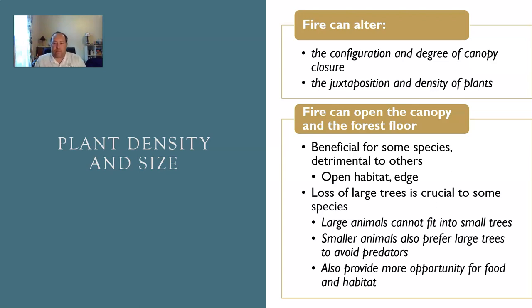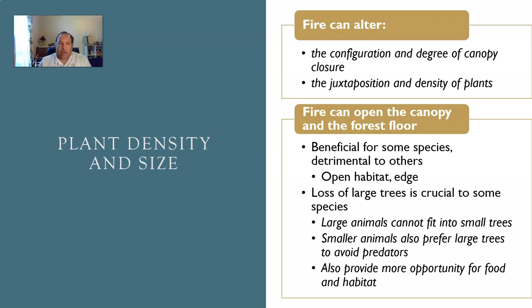Smaller animals prefer large trees to avoid predators. We talked about the idea of a squirrel or something being up in the tree to avoid snakes and other predators like that. If you have nothing but small trees, now all of a sudden maybe that predator can make it up, or you have to find somewhere else. The animal has to figure out some other thing other than just, I'm going to run up the tree and get away from this animal. So that's one thing you want to think about as well.